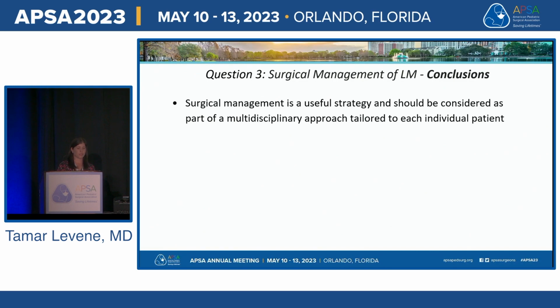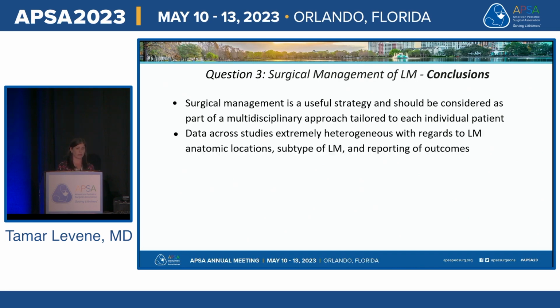So in conclusion, the surgical management is a useful strategy. There's a time and place for it, and it should be considered as part of a larger multidisciplinary approach, which needs to be tailored to each individual patient and each individual case.